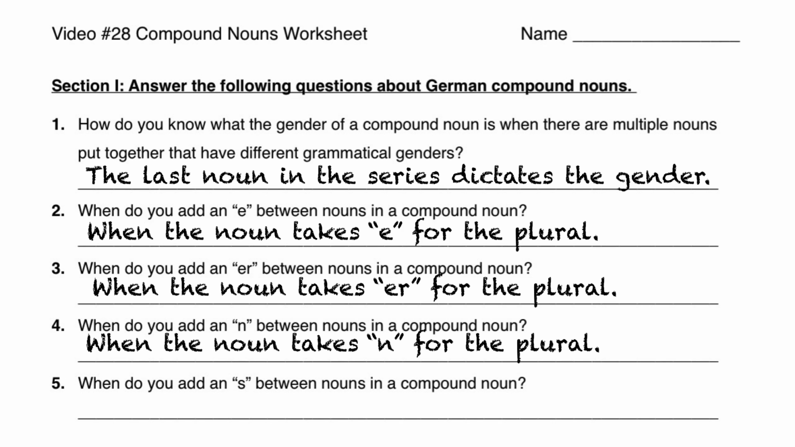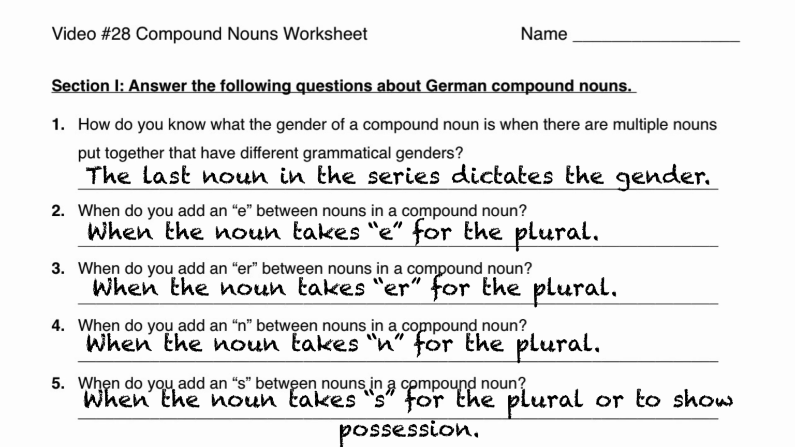And the last one is exactly what you would expect it to be, but also an extra one. So when do you add an S? Well, if the plural takes an S, add an S. But you can also use this to show possession in the middle of a noun. So if this belonged to someone else, you would add an S and then that extra noun.